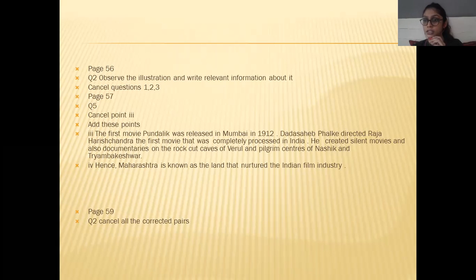Add one more point, that is point number 4. That is going to be, hence Maharashtra is known as the land that nurtured the Indian film industry. On page number 59, please cancel all the corrected pairs because you just have to identify the wrong pair.